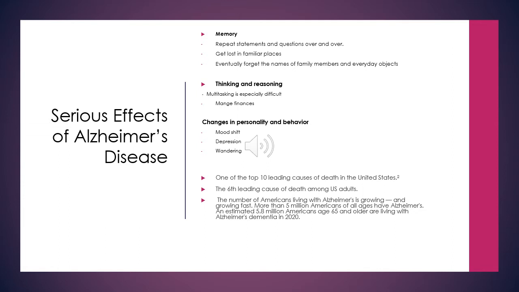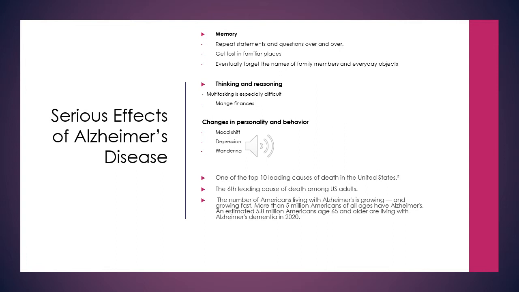So again, this is a very serious disease that many people have had to battle to this day. It is one of the top 10 leading causes of death in the United States, and it's the sixth leading cause of death among U.S. adults. To this day in 2020, the number of Americans living with Alzheimer's is growing and growing fast. A lot of people have been getting it more, and unfortunately, with COVID mixed in with that, it could make a lot of people's lives more and more difficult.